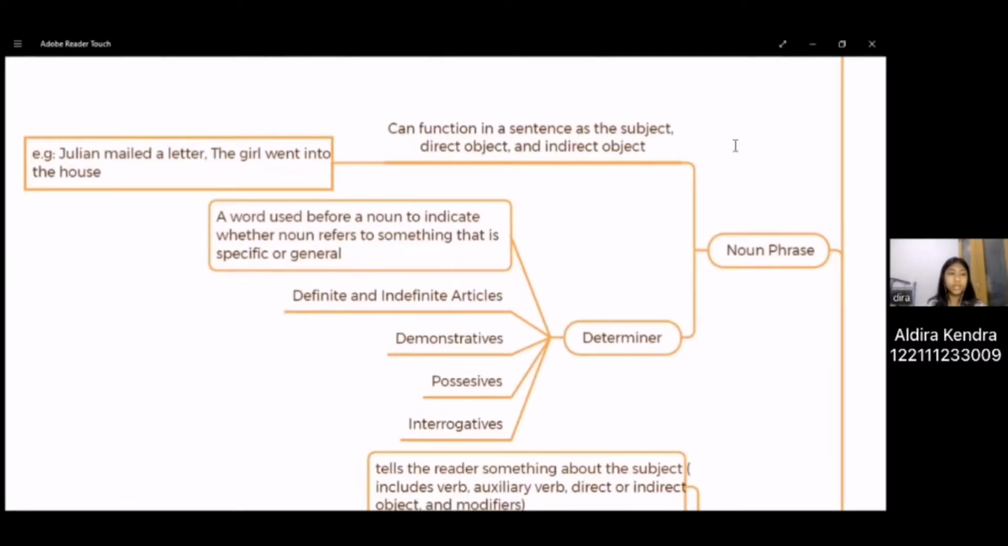The next example is the girl went into the store. The girl and the store are noun phrases. The store is an indirect object. Noun phrases can be abbreviated as NP.